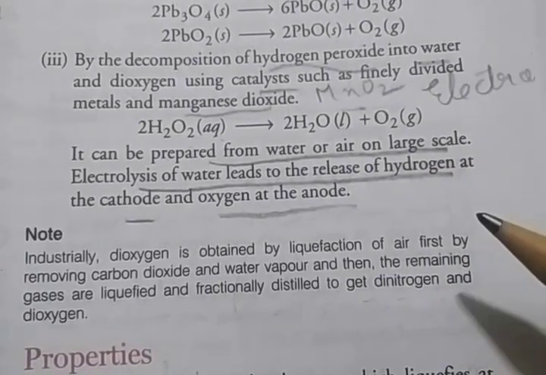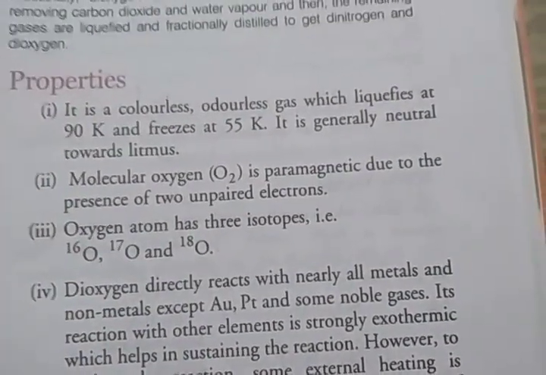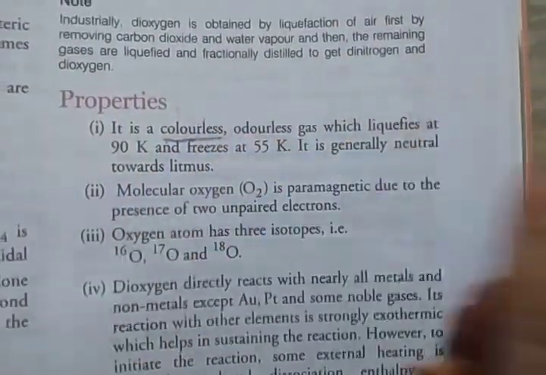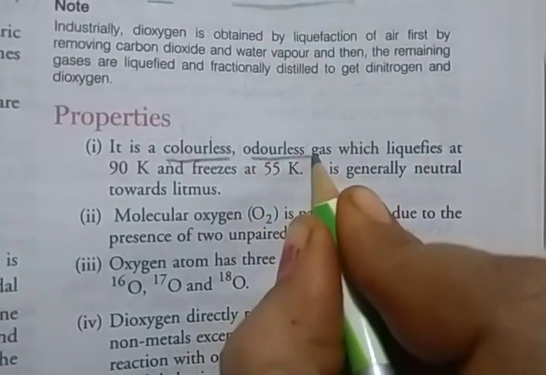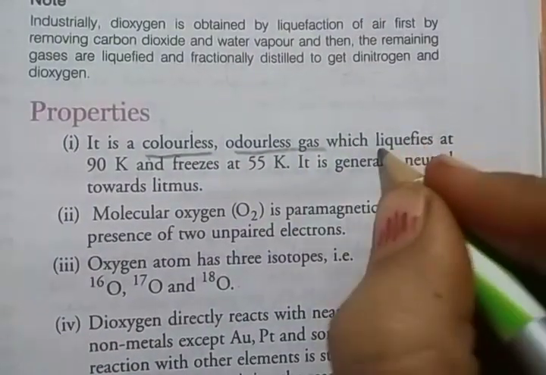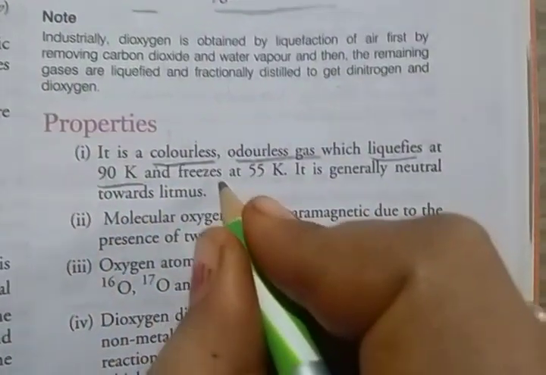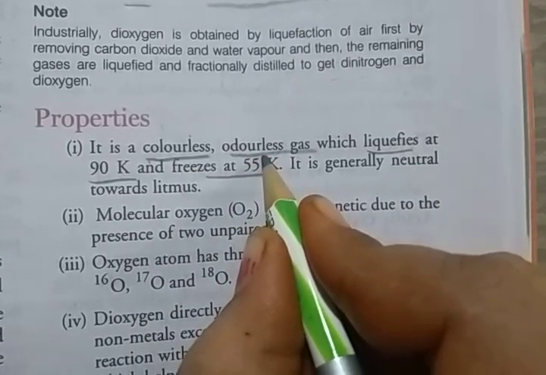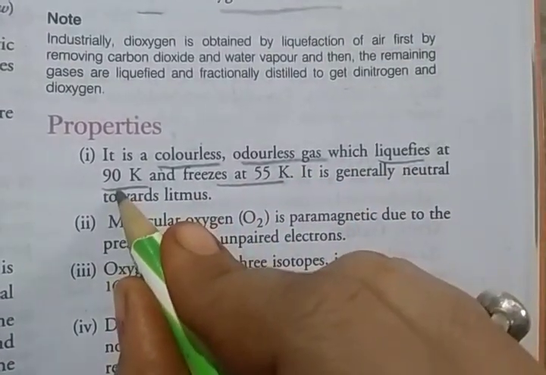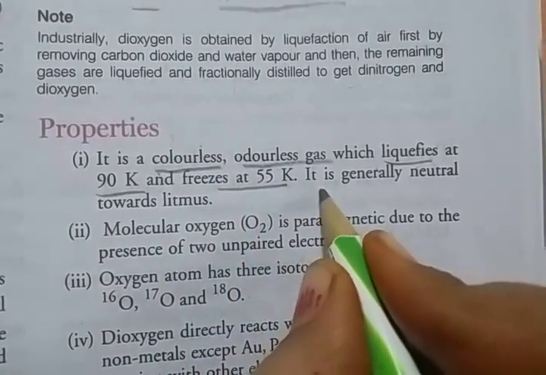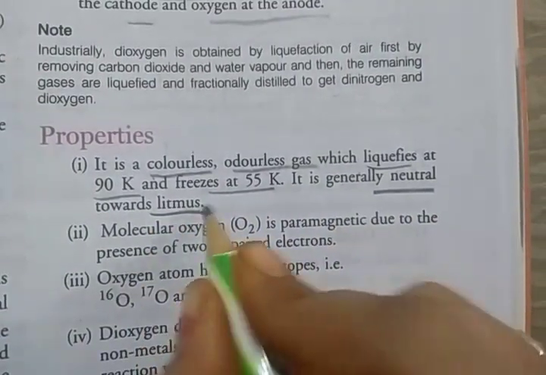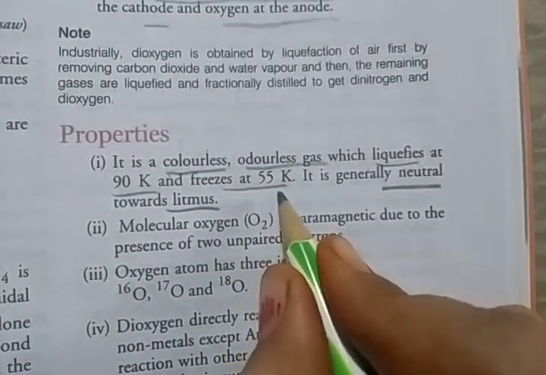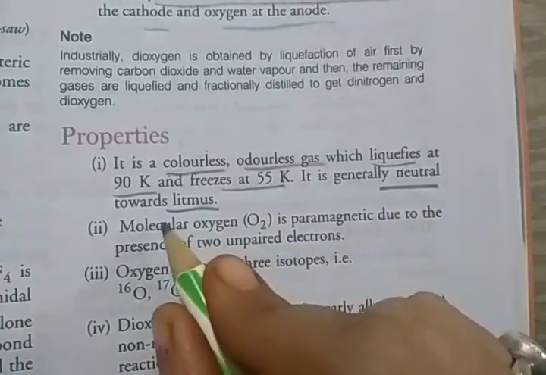Okay. Then properties. What are the properties of dioxygen? See, dioxygen is a colorless, odorless gas, which liquefies at 90 Kelvin and freezes at 55 Kelvin, and is generally neutral towards litmus.